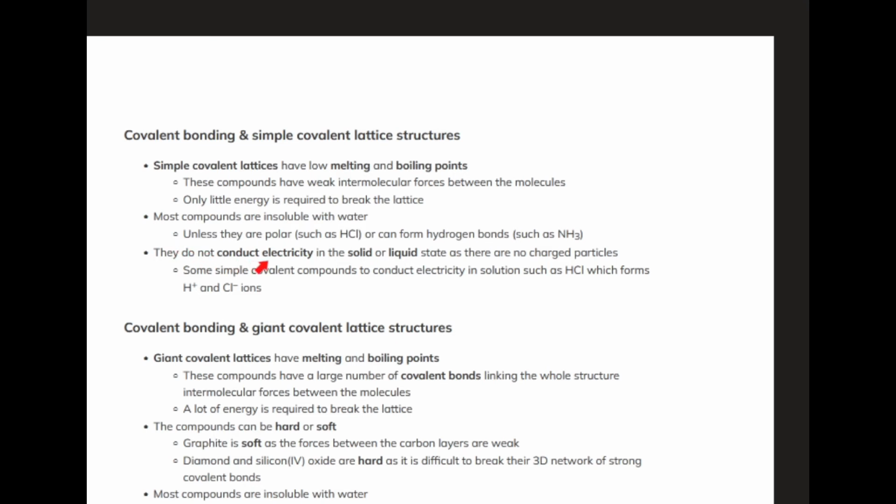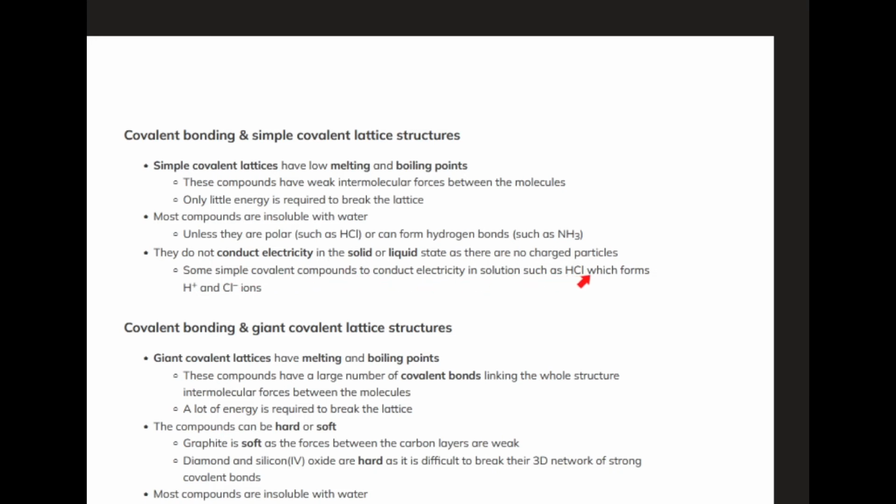They do not conduct electricity in the solid or liquid state as there are no charged particles. They are just molecules, not ions, so there is no charge. Some simple covalent compounds do conduct electricity in solution. A bit weird, the sentence.